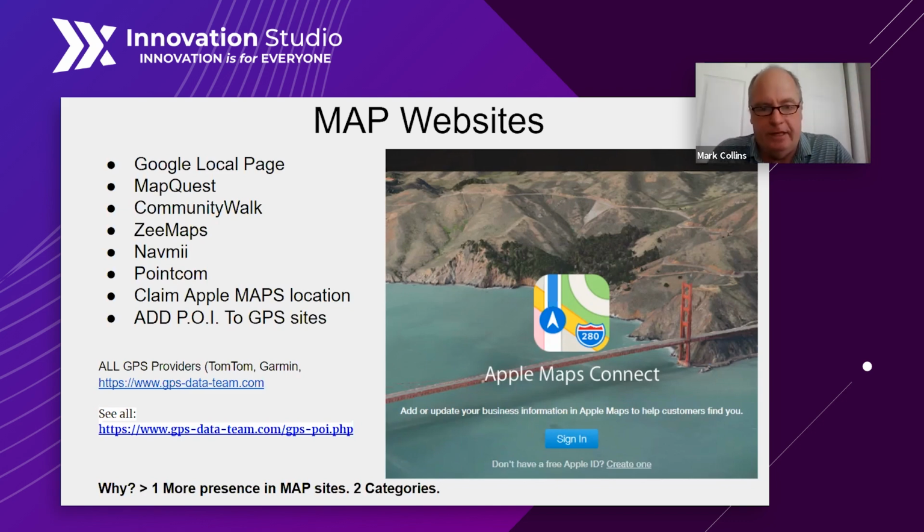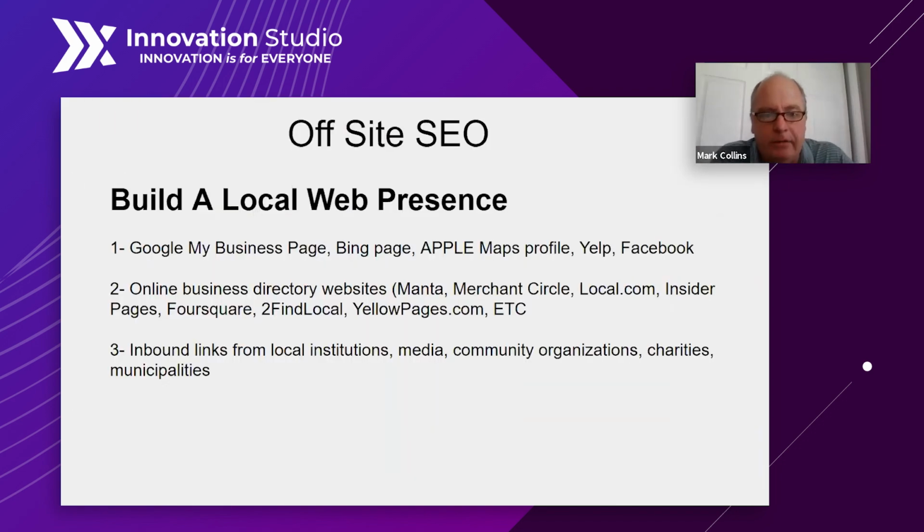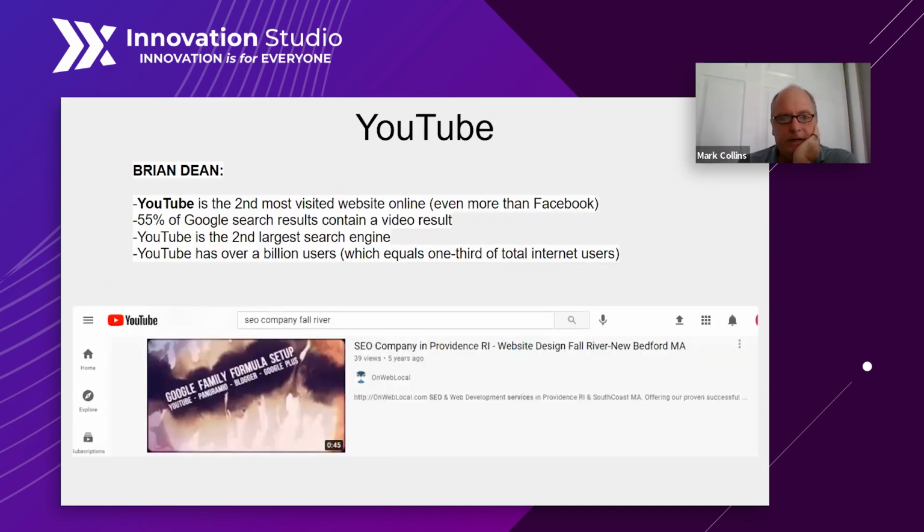And the final thing I missed on one of these slides, sorry. In number 3, inbound links from local institutions, media, community organizations, charities, municipalities. You can get a link from Northeastern University. If you can get a link from a charity in Boston, if you can get a link from Channel 5 in Boston, if you can get a link from any local large company or institution, or even a local art gallery, whatever, anything you can do to get links to your site from other websites in your city is big, because it's going to tell Google you're in your city. It's that simple. So that is all the other links.